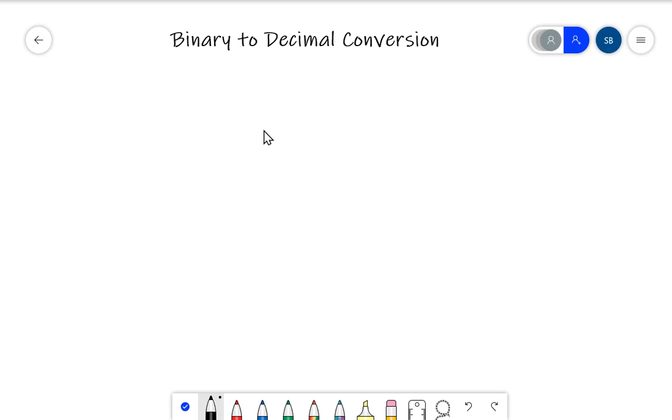So let's take something a little bit easier first to establish the procedure. I have this binary number and I want to convert it to decimal. What I usually do is draw little underlines under each of these positions. I know this least significant bit is the 2 to the 0 position, and 2 to the 1, 2 to the 2, and 2 to the 3, and so on as it goes up.